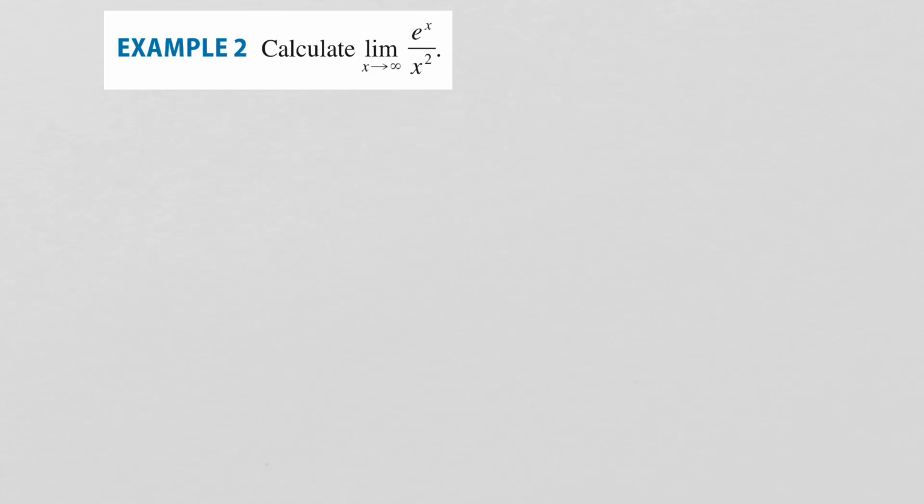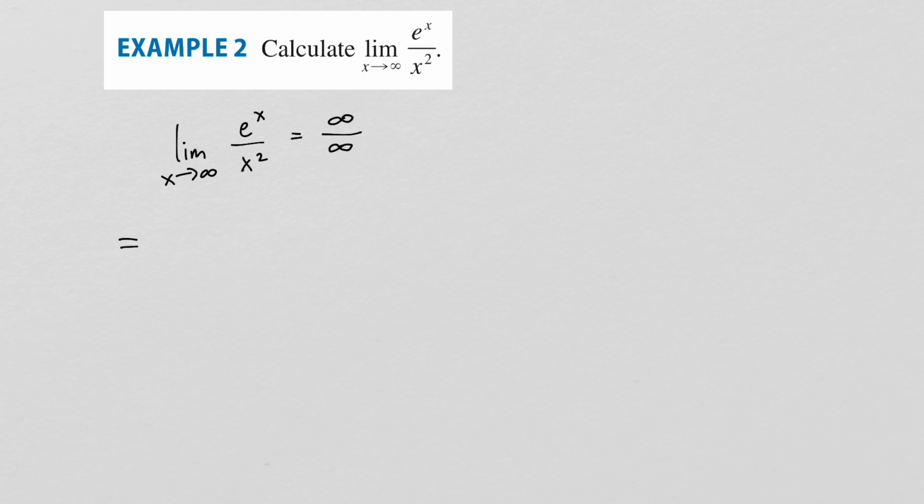For our next example, we have the limit as x approaches infinity, or as x gets larger, of the function e to the x divided by x squared. So once again, I'm going to start by saying if we take the limit as x gets large of e to the x over x squared, we know that e to the x gets extremely large as x gets large, and x squared also gets extremely large as x gets large.